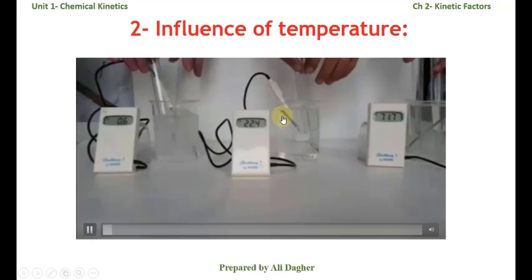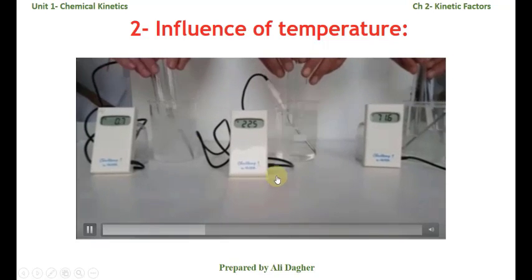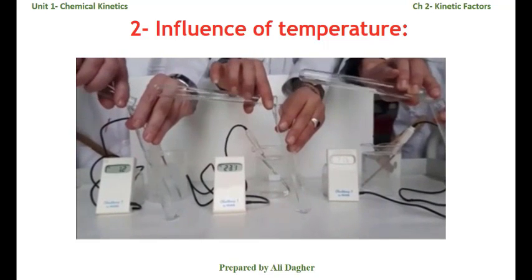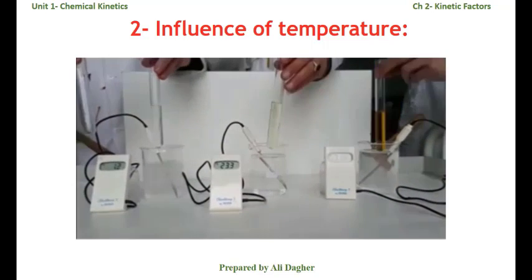We have 3 beakers. Each beaker contains 2 test tubes containing the reactants. In beaker 1, we have ice water, that means temperature close to 0. In beaker 2, tap water, temperature close to 22. And in beaker 3, hot water, temperature close to 70 degrees. Tube 1 contains I-, tube 2 contains acidified H2O2, H+. Now at the same instant, we mix the 2 reactants. Then we put each tube in the beaker.